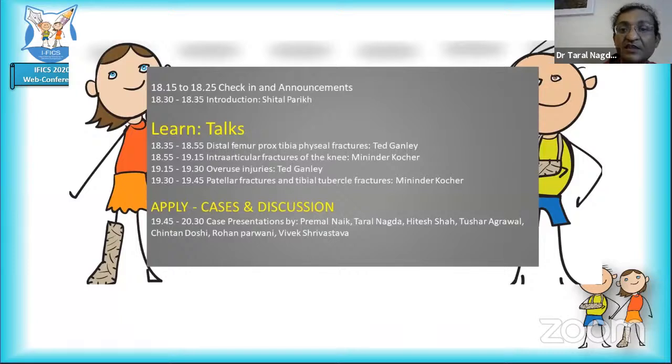So with this, we start the seventh session of IFICS, which is on fractures around the knee. We have divided the session into two parts: talks, where we are going to learn, and cases, where what we have learned is going to be applied. And we are going to learn what we know about the topic and what we don't. So I hand over to Sheetal to moderate this session.